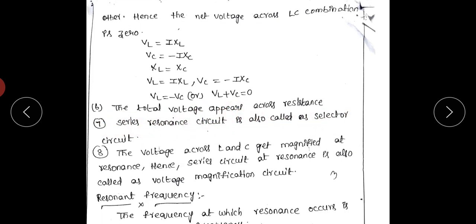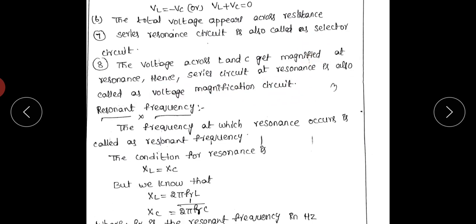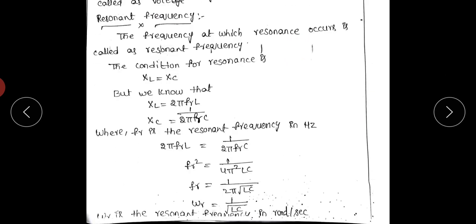The series resonance circuit is called a selector circuit or voltage magnification circuit, and the resonance frequency of a series RLC circuit is FR equals 1 by 2 pi root LC. Here omega R is called angular frequency, and it equals 1 by root LC.